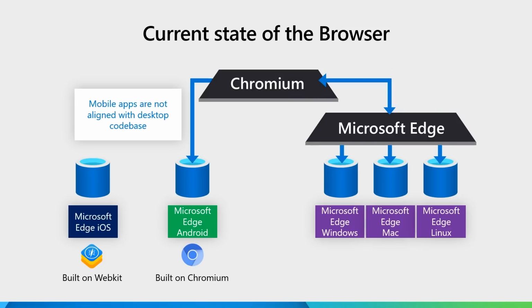So as you know, we rebuilt Microsoft Edge for Windows, Mac, and Linux, but we haven't rebuilt the mobile apps on the same codebase. And neither of those, on iOS it's WebKit, on Android it's Chromium, are built on the same platform as Microsoft Edge for desktop. So really, whenever we're building something, we're building it 3 times. And this doesn't scale, it causes delays in future rollouts.